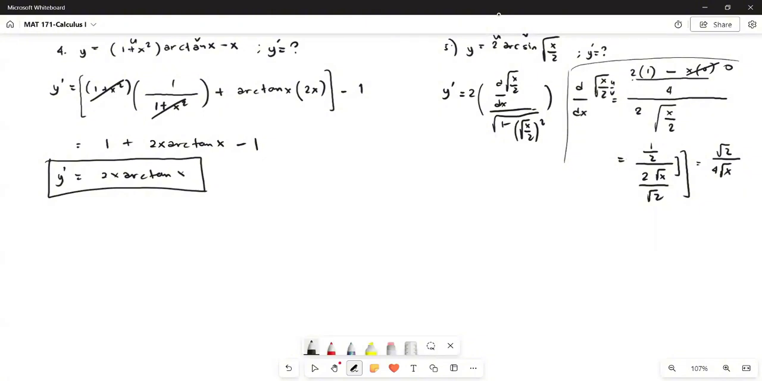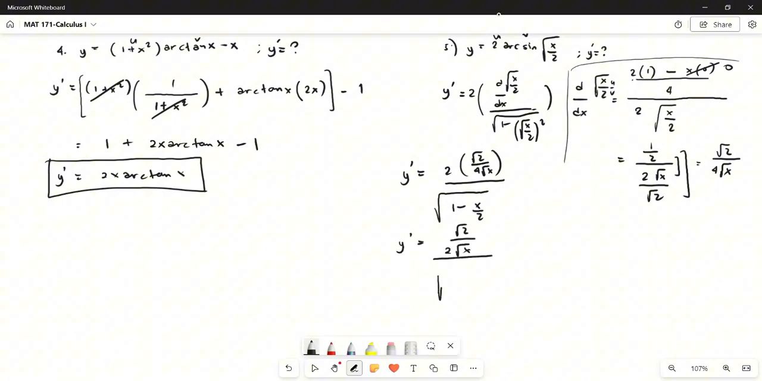Actually, pwede na natin itong i-substitute sa ating solution. So y prime is equal to 2 square root of 2 over 4 square root of x over square root of 1 minus x over 2. So since may 2 ka sa taas, may 4 ka sa baba, magiging square root of 2 over 2 square root of x over square root of, kunin mo lang LCD nung nasa radical sign, magiging 2 minus x over 2, is equal to extremes and means. Pwede kasi itong paghiwalay yun, basta may square root.